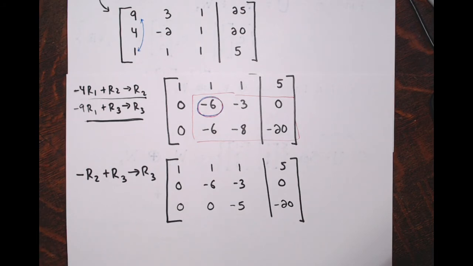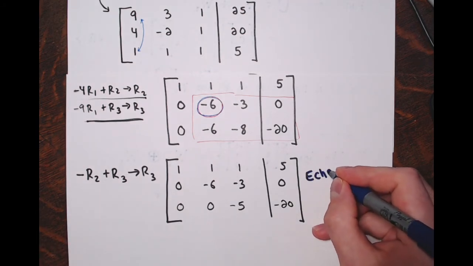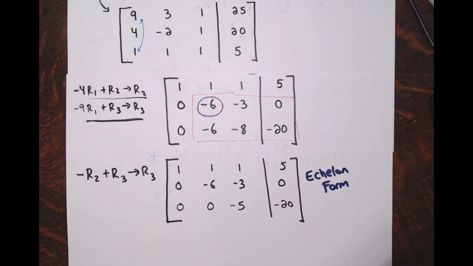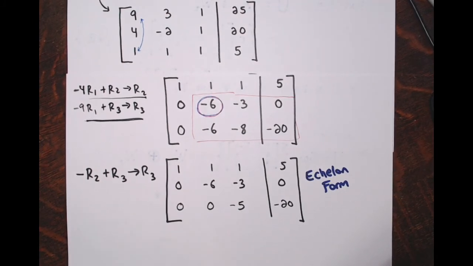This is in echelon form. Right? This is in echelon form right here. I'm done with my forward elimination. Now once I've put it into echelon form, or row echelon form, we can solve for the variables. This is the back substitution that we're going to get to.